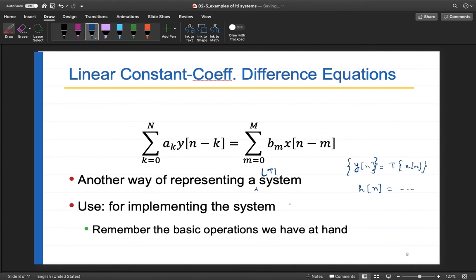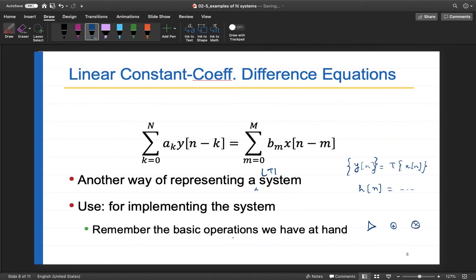Okay, so what is the use of this kind of representation? The use is that it is very handy for implementing the system with block diagrams or with practical circuits. So remember the basic operations we have at hand. What are the basic operations? You remember scaling by a constant, summation, element-wise multiplication, and things like that.